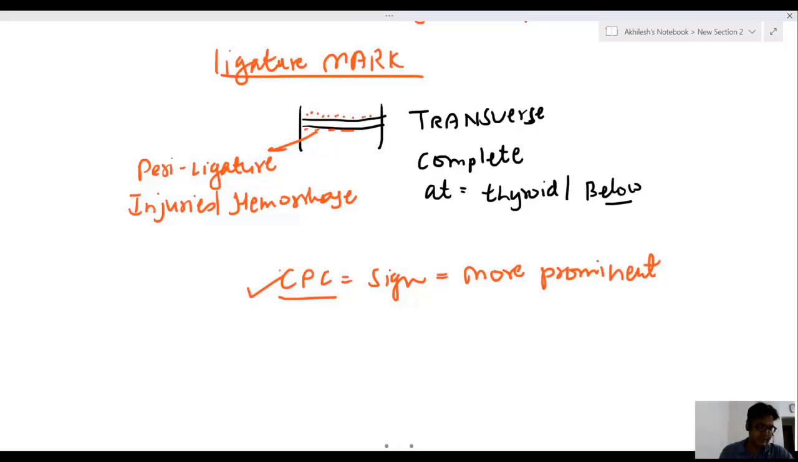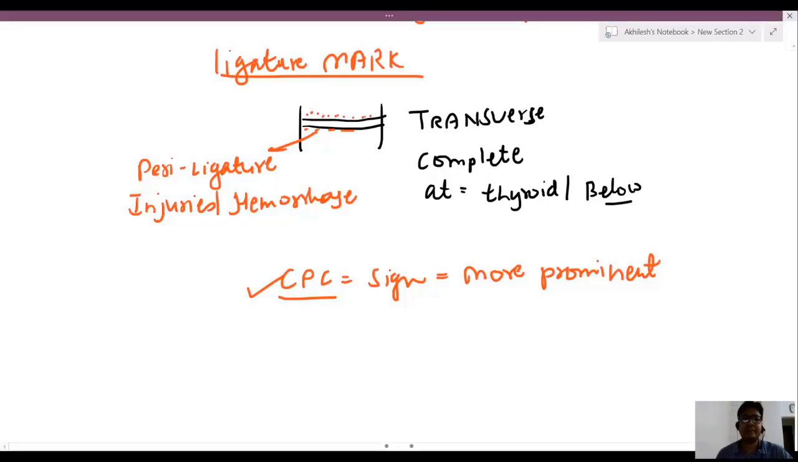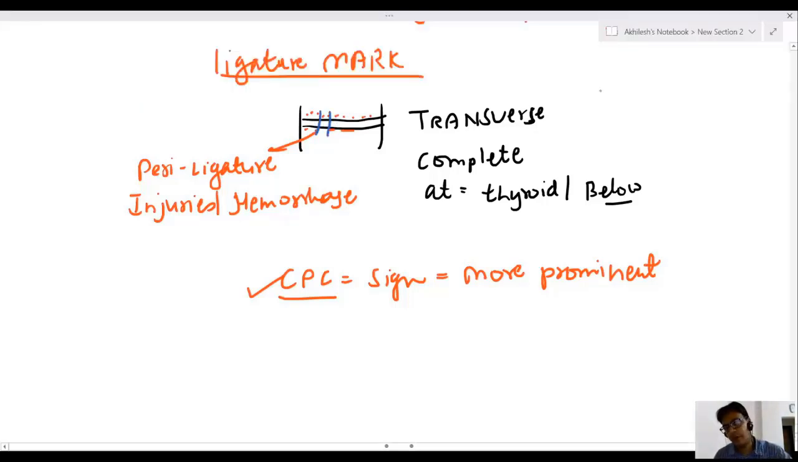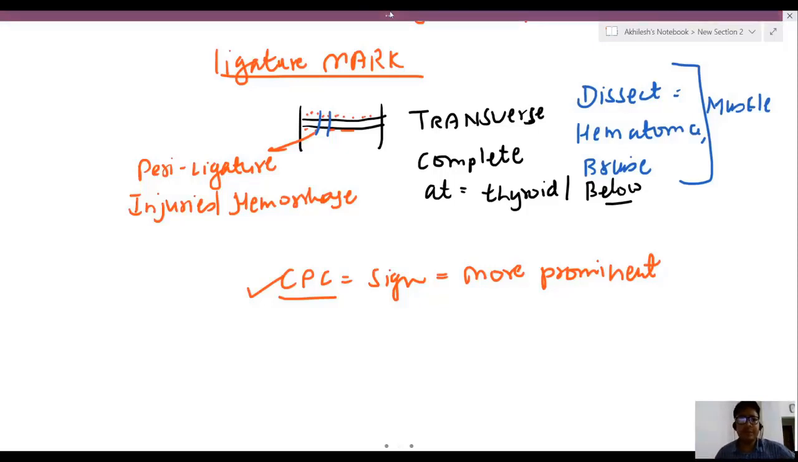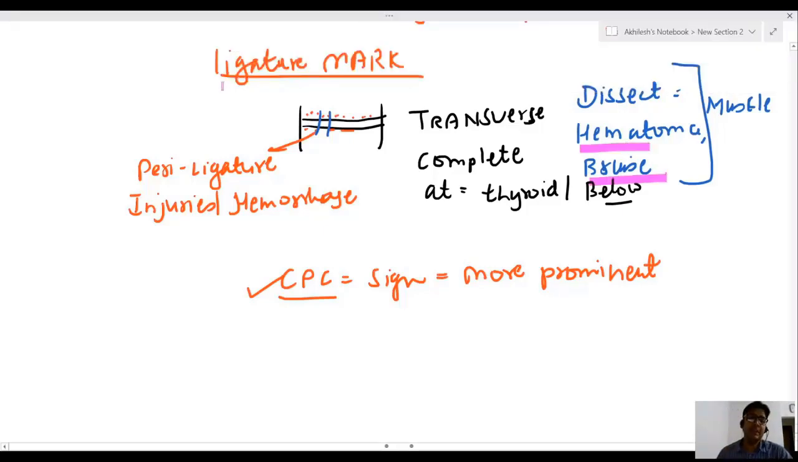Now, Doctor, when you dissect this ligature mark, this question comes in exams, because this is an injury, my dear friend. When you dissect the ligature mark, you will find hematomas and bruises of the neck muscles. These are commonly seen. Again, generally this is transverse, complete, with periligature injuries. After dissection, you will find hematoma and bruise of the muscles and of the tissue. This is a very important, significant finding, my dear friend. Ligature mark.